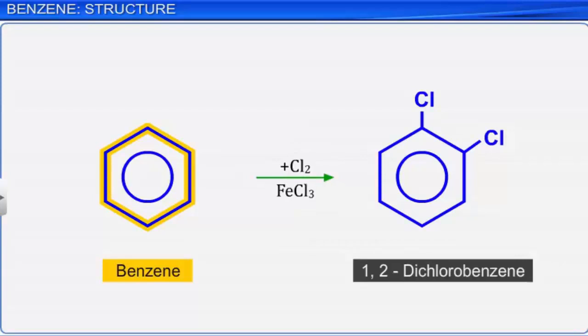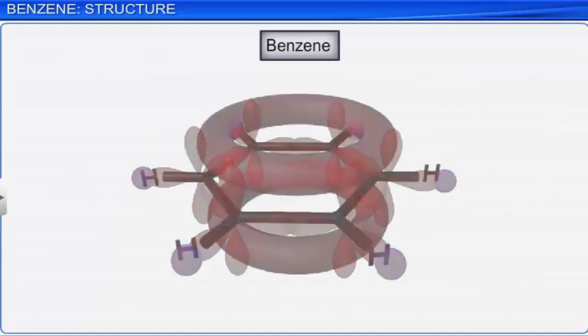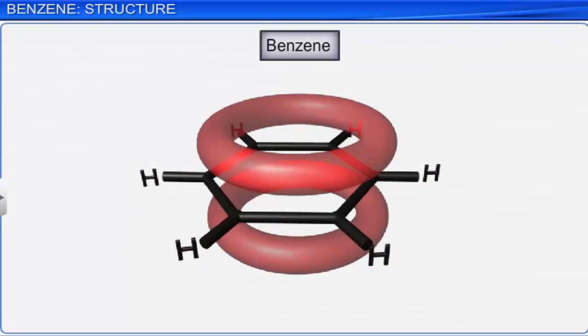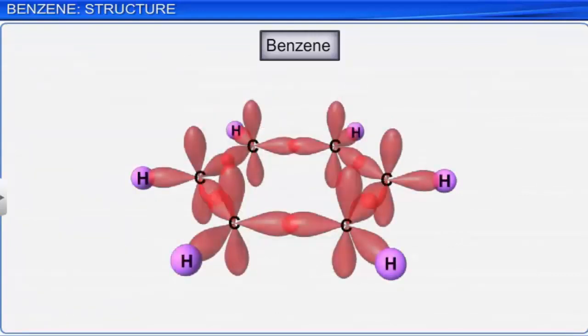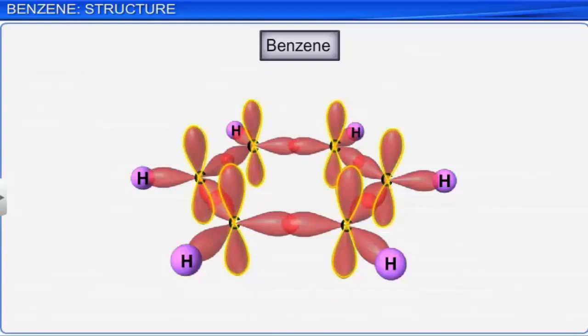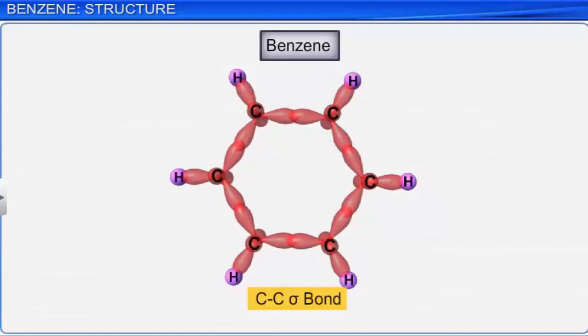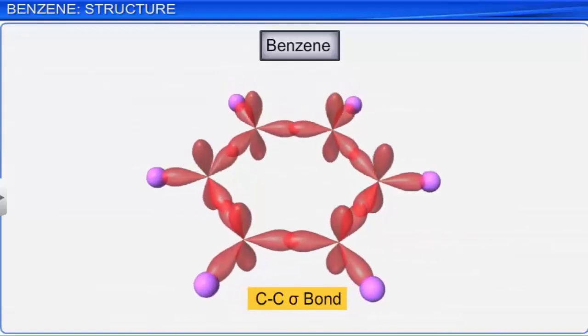In order to understand the structure of benzene in a better manner, let's look at its orbital structure. According to the orbital structure, each carbon atom in benzene undergoes sp2 hybridization. One unhybridized p orbital remains on each carbon atom. Among the three sp2 hybrid orbitals, two sp2 hybrid orbitals of each carbon atom overlap axially with the sp2 hybrid orbitals of the neighboring carbon atoms, forming 6 carbon-carbon sigma bonds. The third sp2 hybridized orbital of each carbon atom overlaps with the 1s orbital of a hydrogen atom, resulting in 6 C-H sigma bonds.